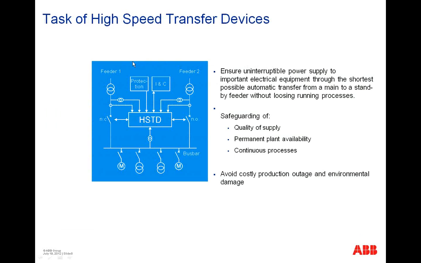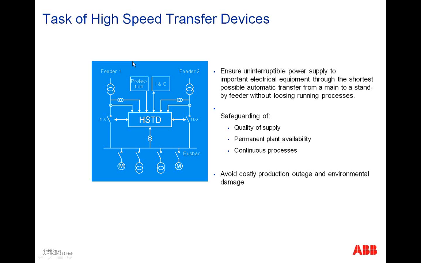The high-speed transfer device ensures a nearly uninterruptible power supply to all these important loads by a transfer from a main feeder to a standby feeder. And the transfer will be done so quickly that you will not lose your load on the bus bar. That means you have no interruption on all the connected processes. This is also the big difference to an ATS.